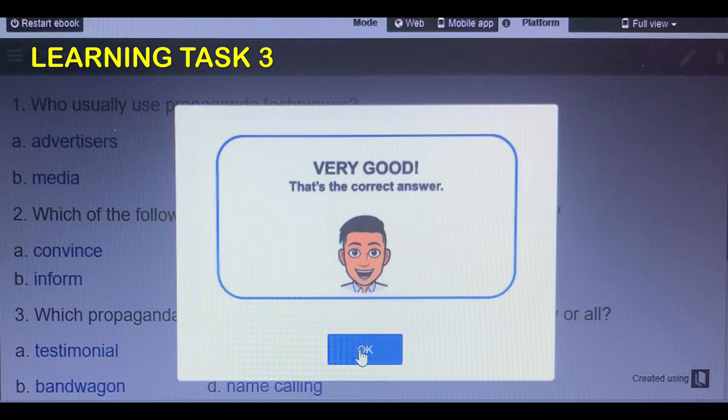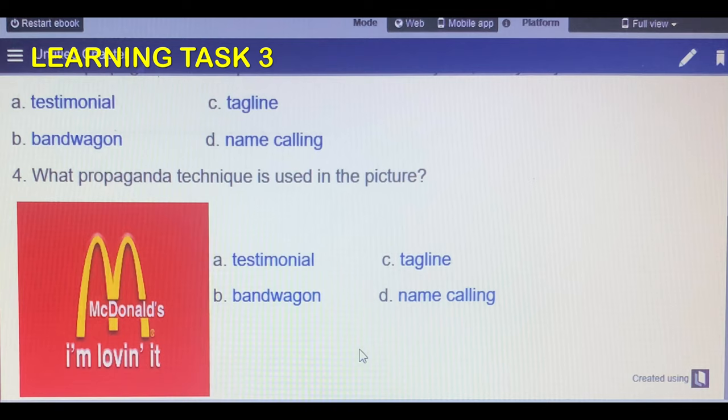Next number. What propaganda technique is used in the picture? Observe the picture carefully. A. Testimonial. B. Bandwagon. C. Tagline. Or D. Name calling.